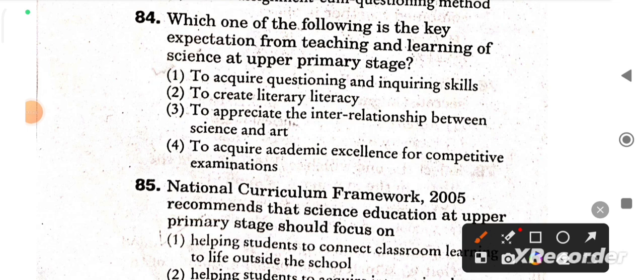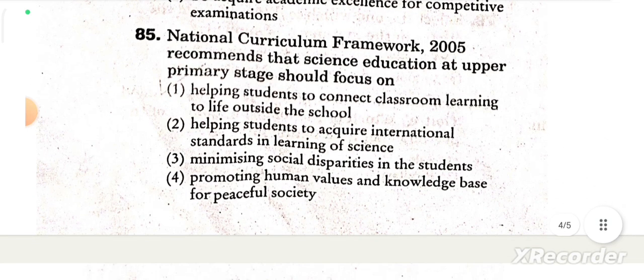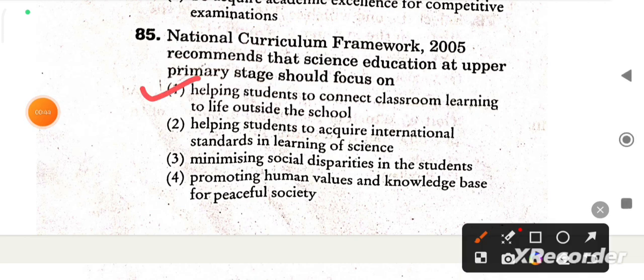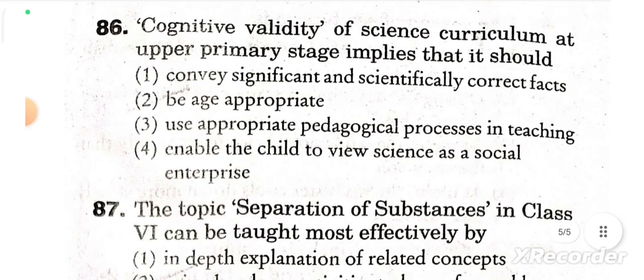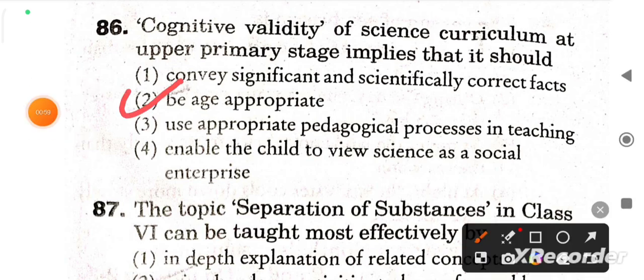Next question is, National Curriculum Framework 2005 recommends that science education at upper primary stage should focus on helping students to connect classroom learning to life outside the school. Next question is, cognitive validity of science curriculum at upper primary stage implies that it should be age appropriate. Second one will be the correct option.